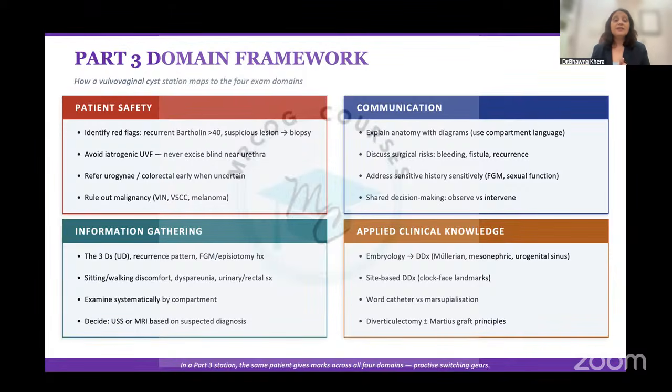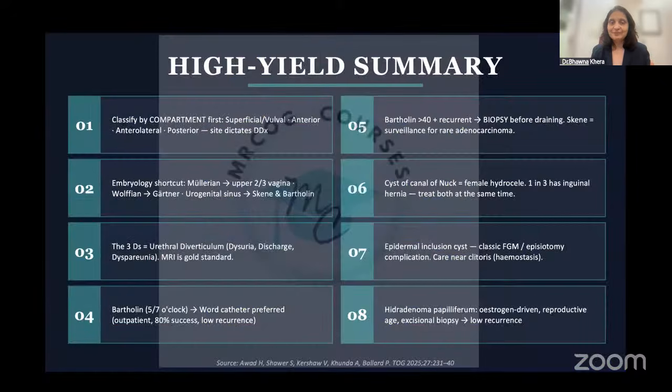So in a Part 3 station, the same patient gives marks across all four domains. Practice switching gears. You should be able to cover all of them together. That's how you are going to utilize this knowledge in the Part 3 station, keeping in mind these domain-wise points. So here is the final high yield summary.